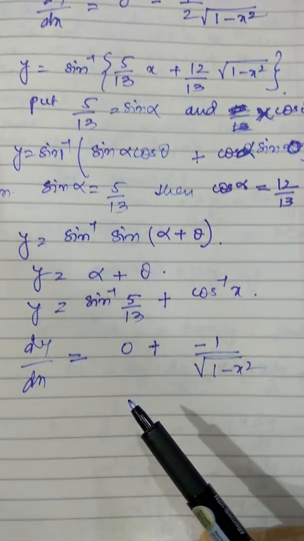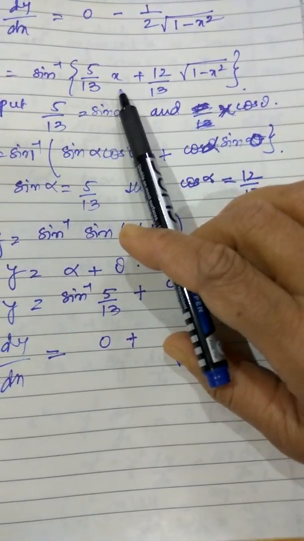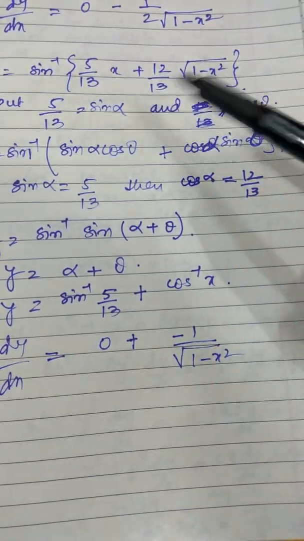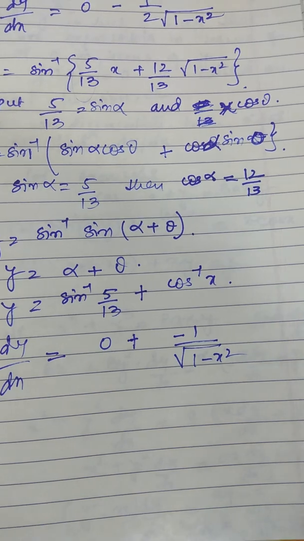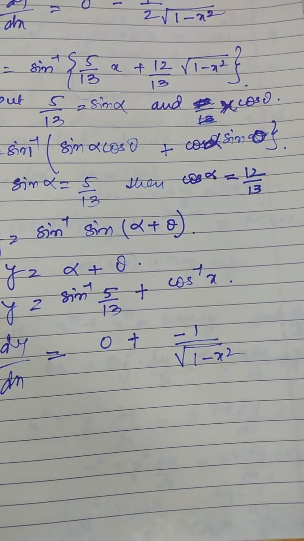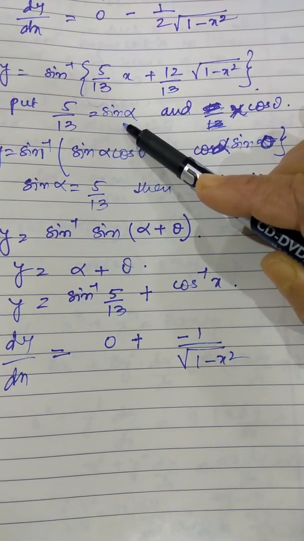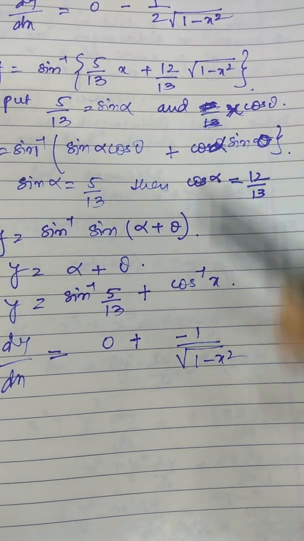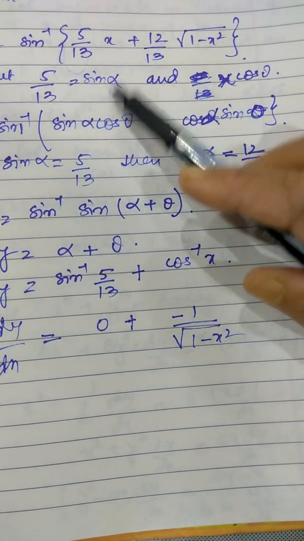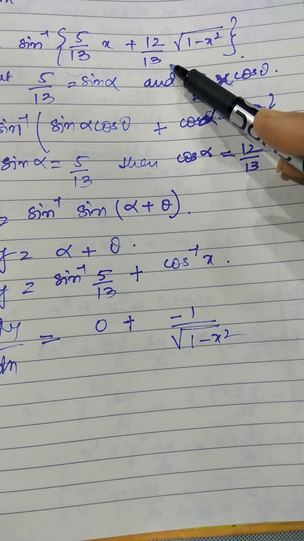Another one, y is sin inverse of (5 by 13 x plus 12 by 13 root 1 minus x square). Again we have to substitute. There we substituted for a and b. Now we'll substitute for 5 by 13. So put 5 by 13 as sin alpha and x as cos theta. If sin alpha is 5 by 13, then cos alpha is 12 by 13.